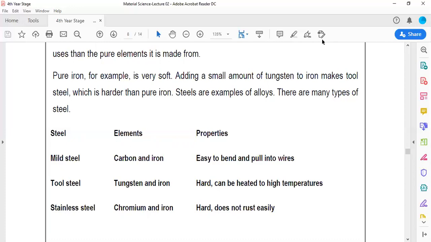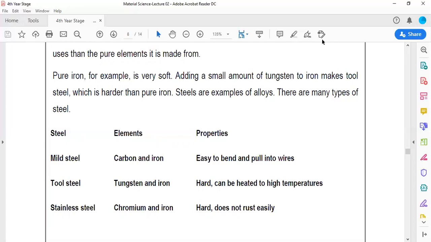So that's called mild steel. We need stronger than that, harder than that. For example, for tool steel, we add tungsten, and the properties for this type of steel is hard, can be heated to high temperature, accepts high temperature. And the other one, stainless steel, if we add chromium as an element, we can get it hard, and it doesn't rust, meaning it is not corroded easily.